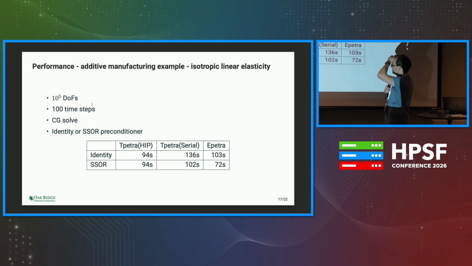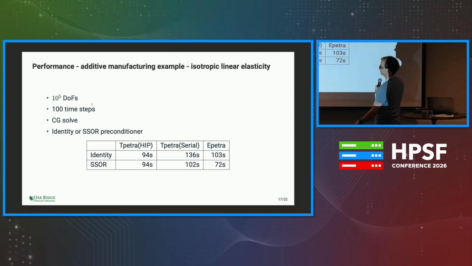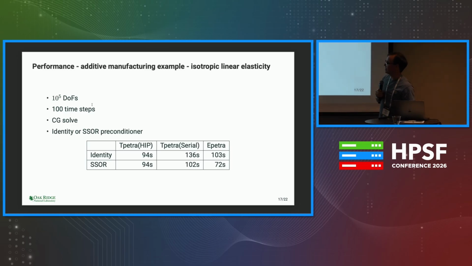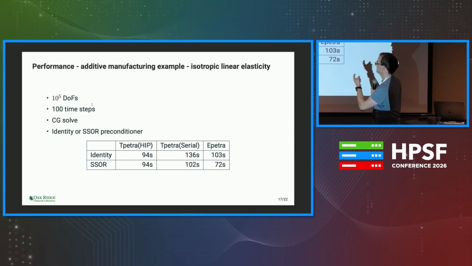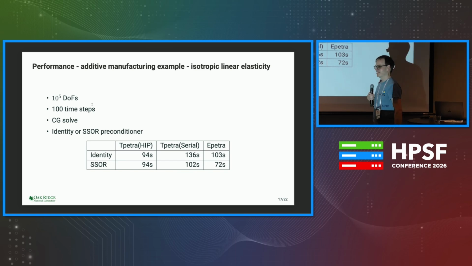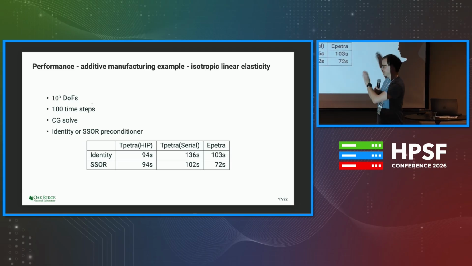But so I was running this on Frontier. Epetra gave me around, identity was like 100 seconds and SSOR like 72 seconds. Okay, going to Tpetra, it's very interesting that there is pretty much exactly 30 seconds in between. So I don't know if that's somewhere in our interfaces, quite likely. I need to investigate that.